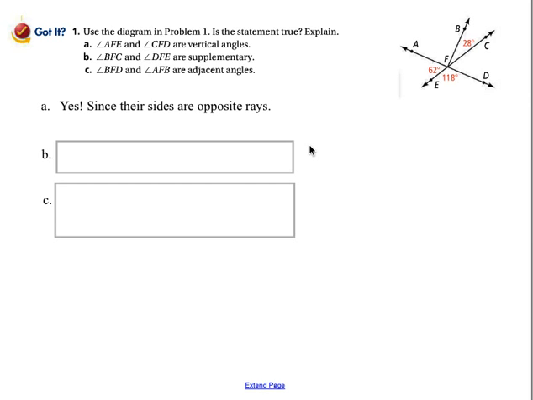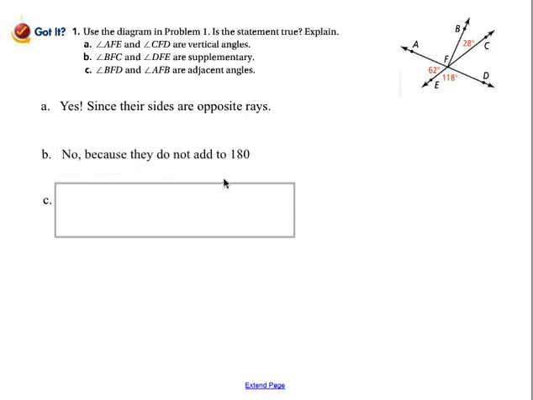How about BFC and DFE? BFC and DFE. Are those supplementary? Well, if they're supplementary, they have to add to 180. And it does not look like they add to 180, so they are not supplementary.